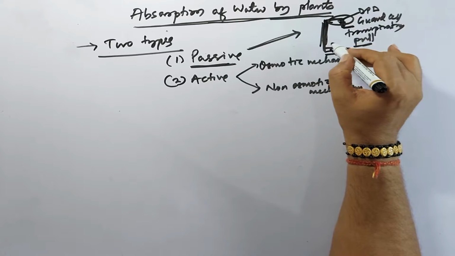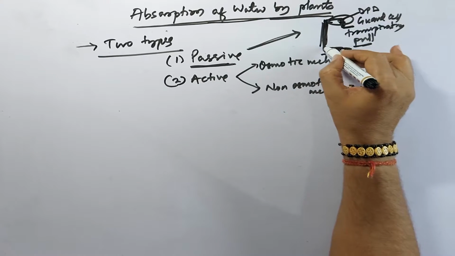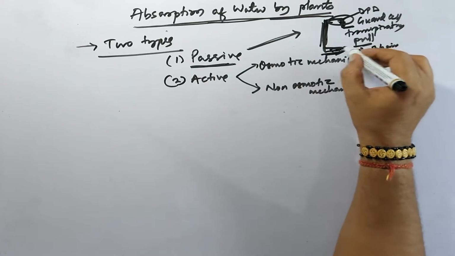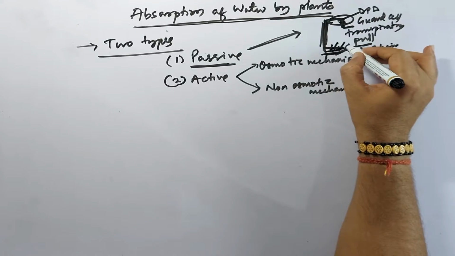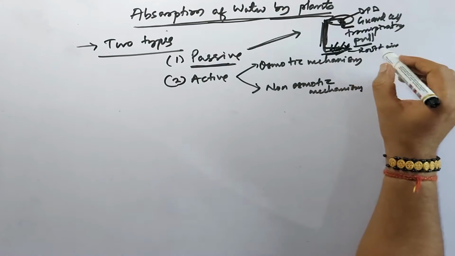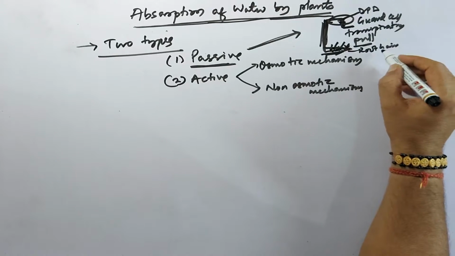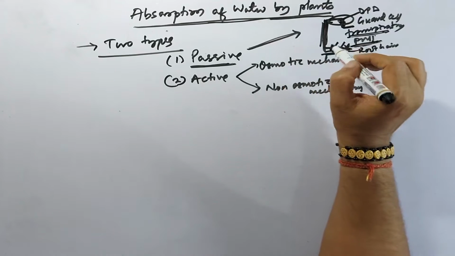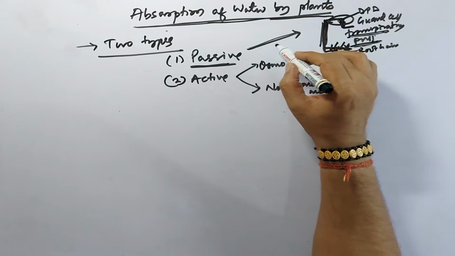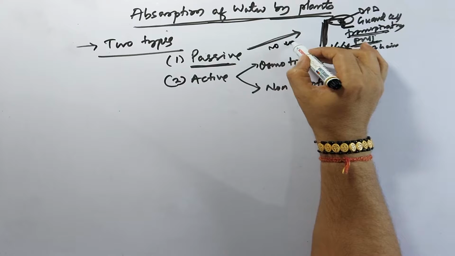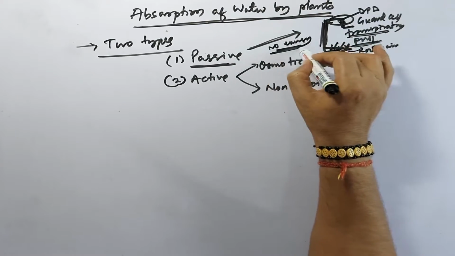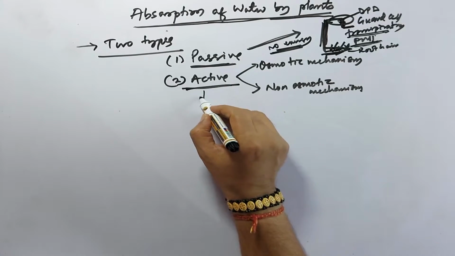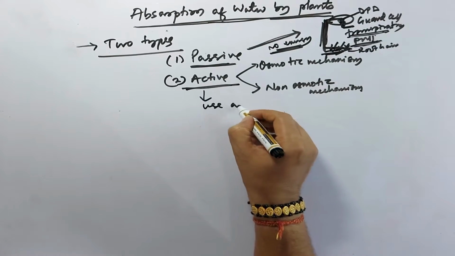So in the transpiration process, finally it causes DPD at the root hair, and passively the water enters into the root hair, and this is because of transpiration pull. There is no direct involvement of any energy, no energy is used. So this is called a passive process. And active means what happens? This is important: use of energy.